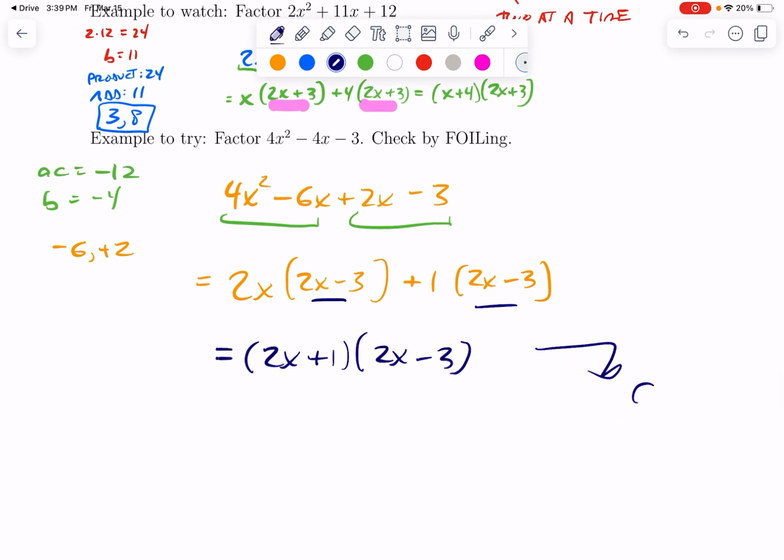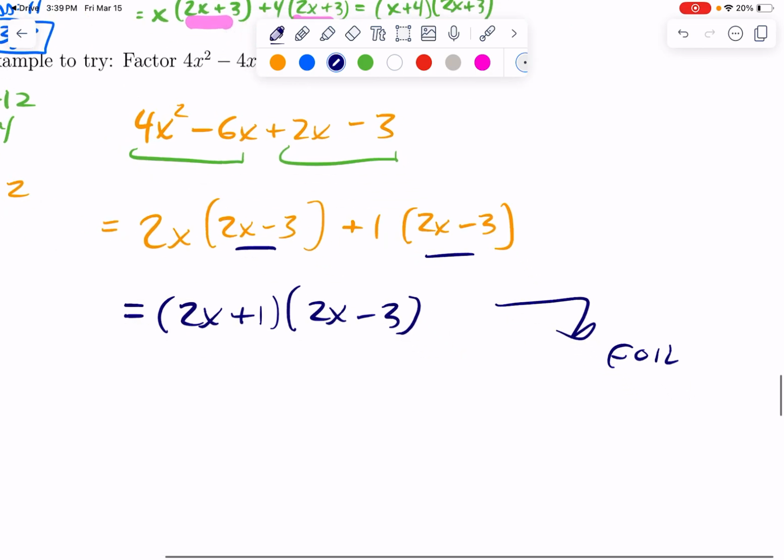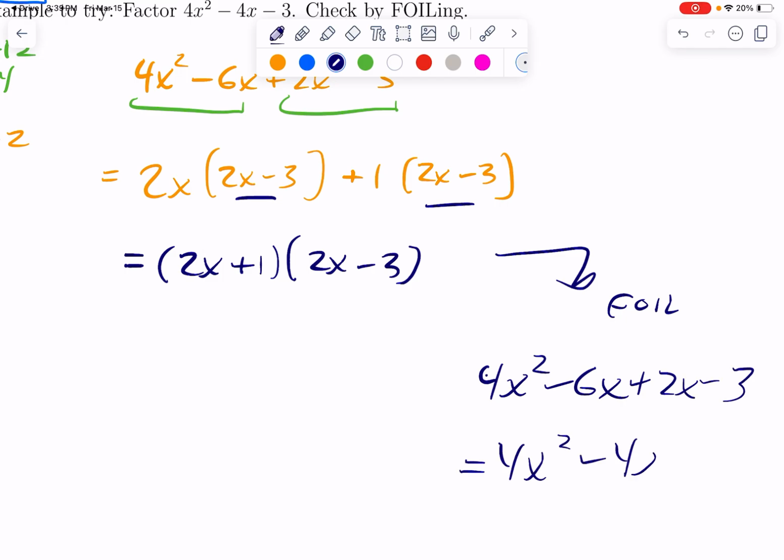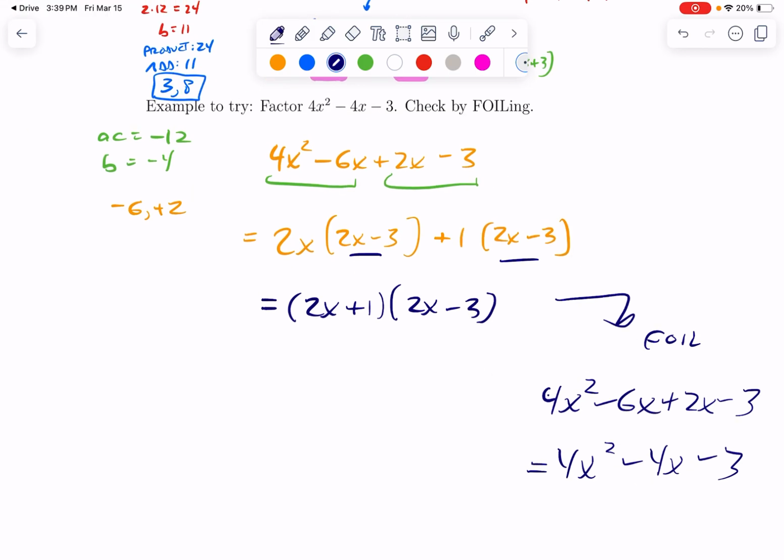And if I want to check by FOILing, sometimes there's an explicit instruction to check by FOILing, but it's always a good idea if you have the time. These problems are always checkable. If you're not sure you factored correctly, multiply it out. If we FOIL this, we get 4x squared minus 6x plus 2x minus 3, which checks out.